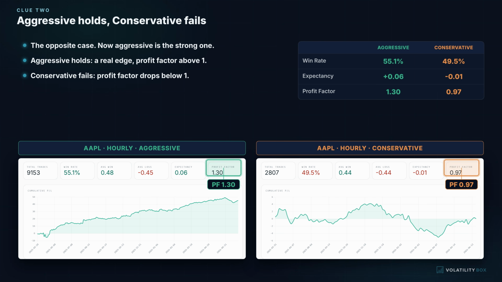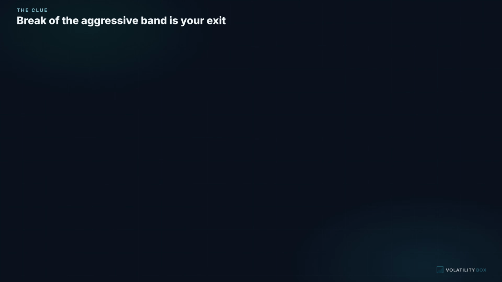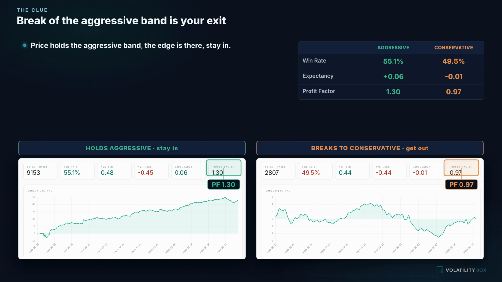This combination is a different kind of clue, and it's about risk. What it's telling you is that as long as price is holding our aggressive volatility box models, you're fine. The edge is still there, and it's a good time to stay in the trade because we're very likely to see this nice reversal.